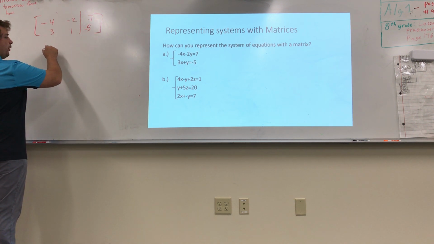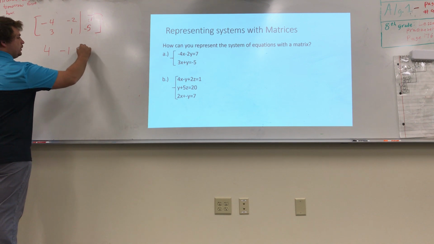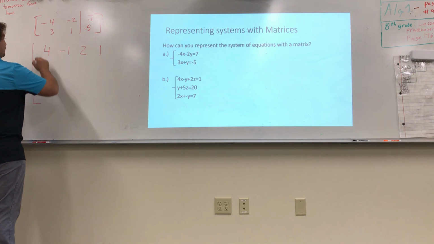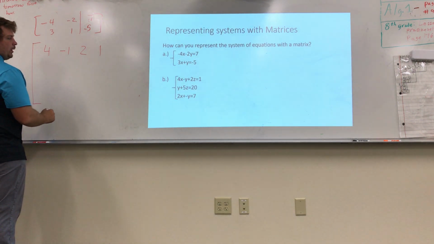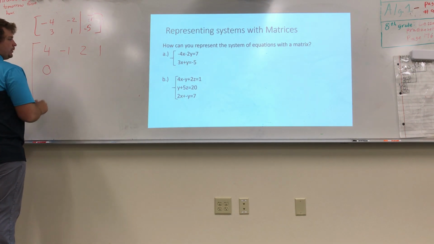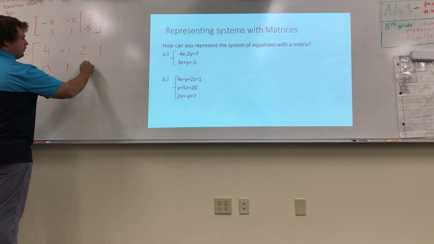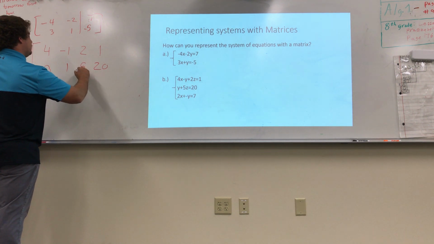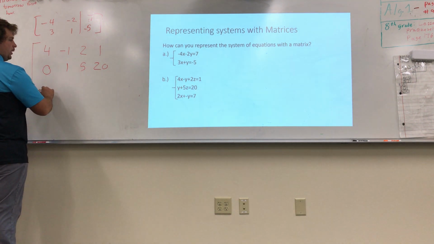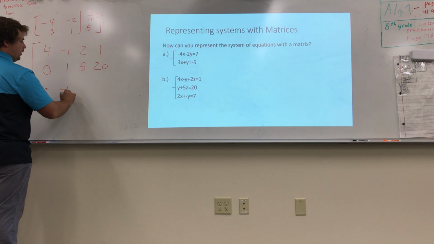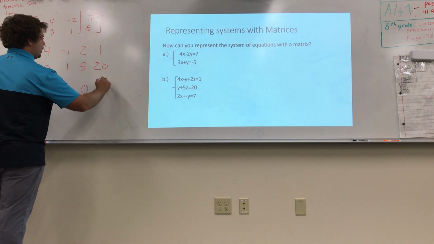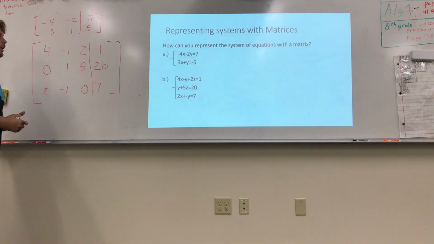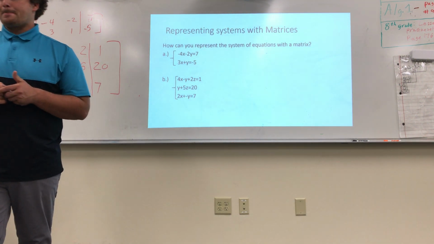So here we have 4, -1, 2, 1. Then I'm going to have 0, because there's no x values, 1, 5, 20. Then we're going to have 2, -1, 0, and 7. Matrix line would go right here. Let's keep my constants separate.